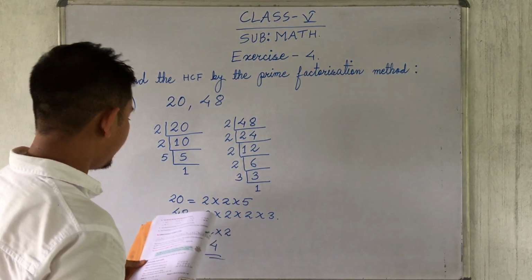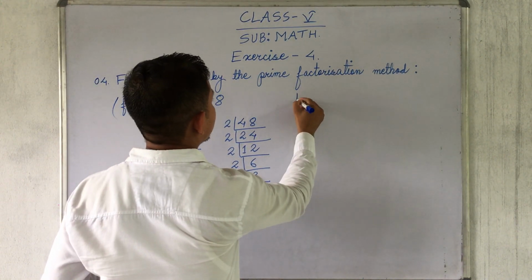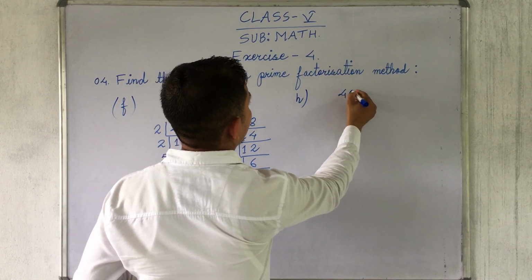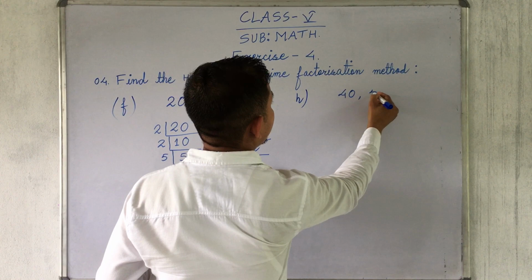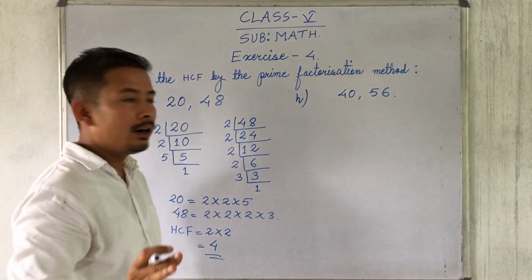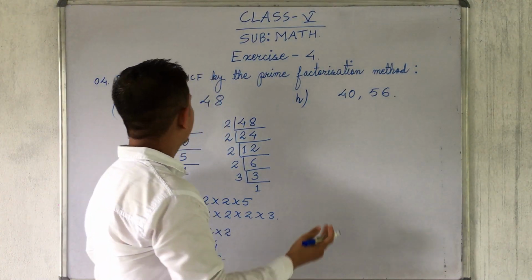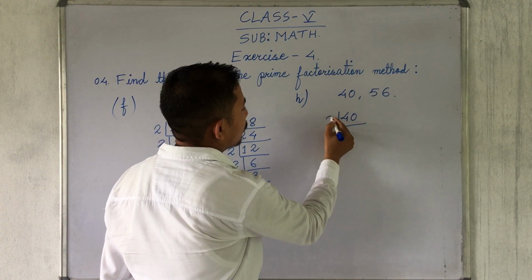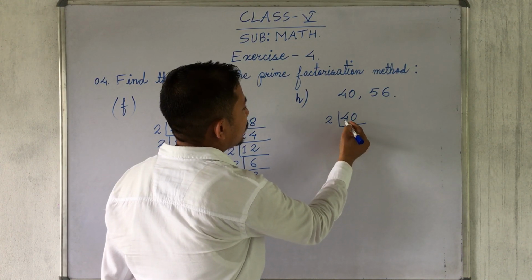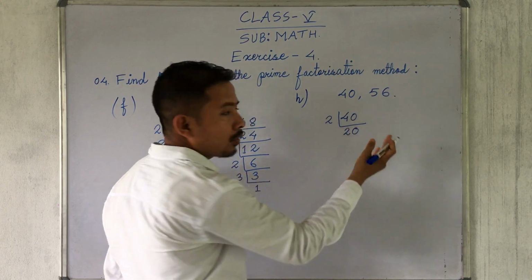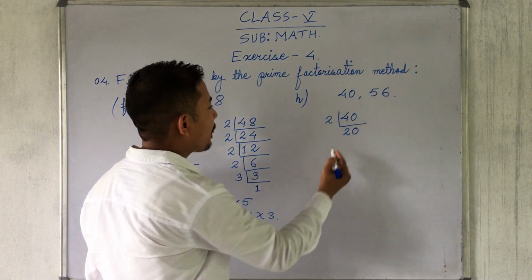Now look at here, number H. Number H also I am doing here, which is 40 and 56. Now look at here. First of all, as you know, we need to find the factor of 40. So 2 times 2 is 4, 0, write as it is. If 0, you can write as it is, okay.